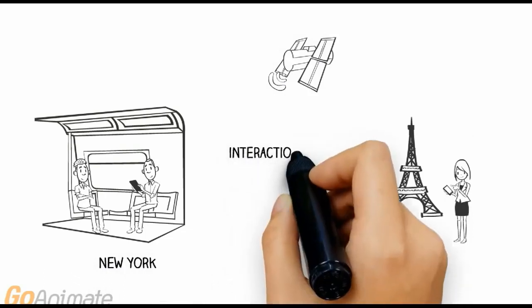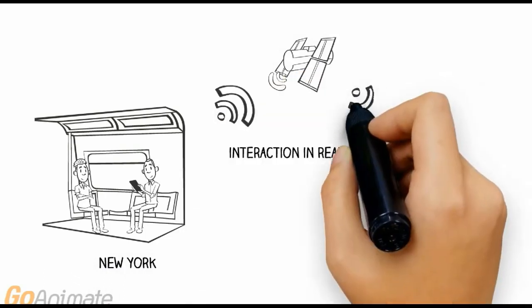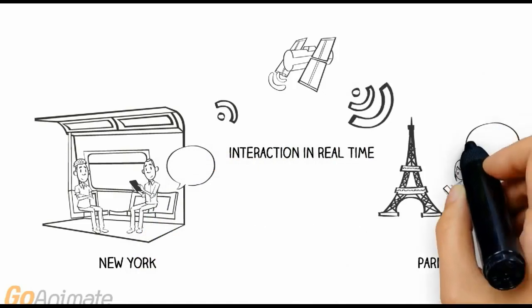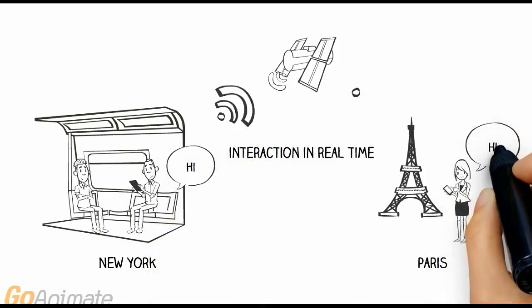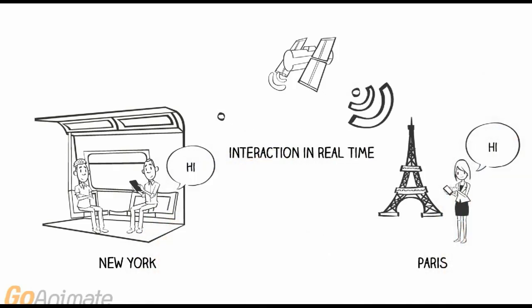So you can see they're in New York and Paris, and they're interacting in real time. They're talking back and forth in real time. It can be voice, video, or text.